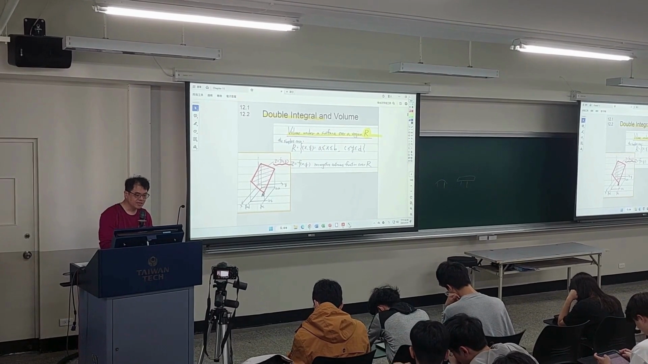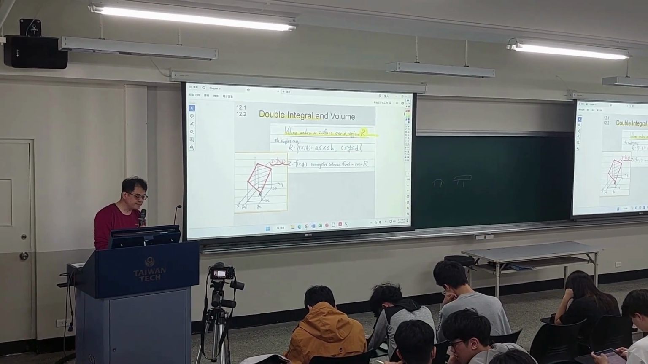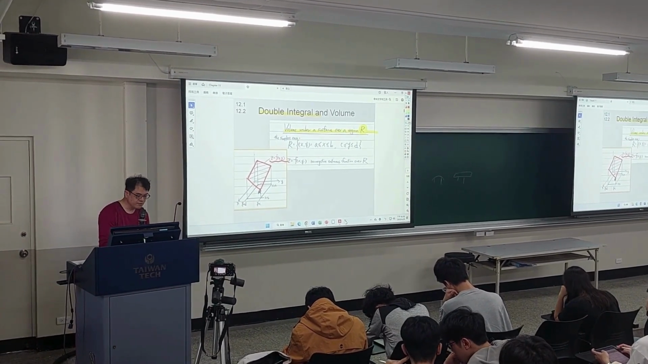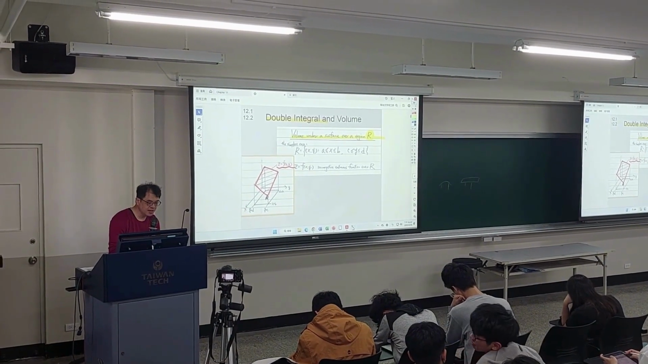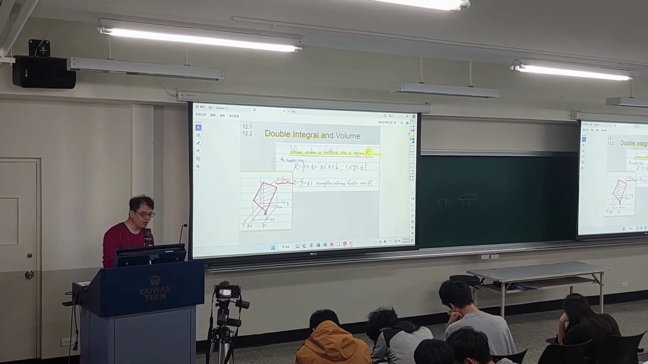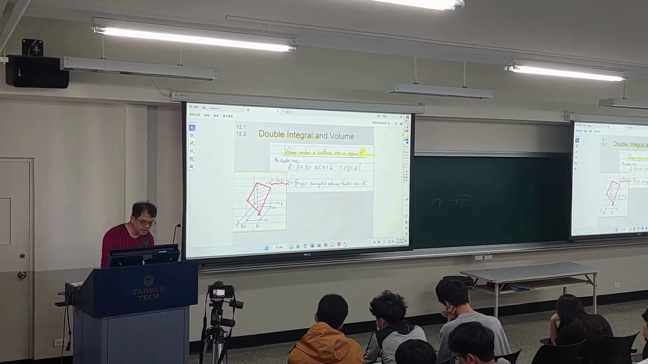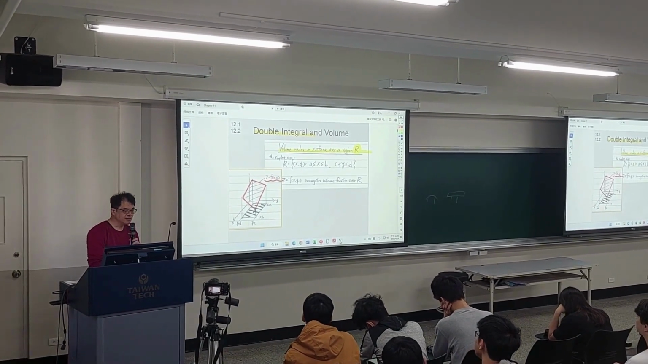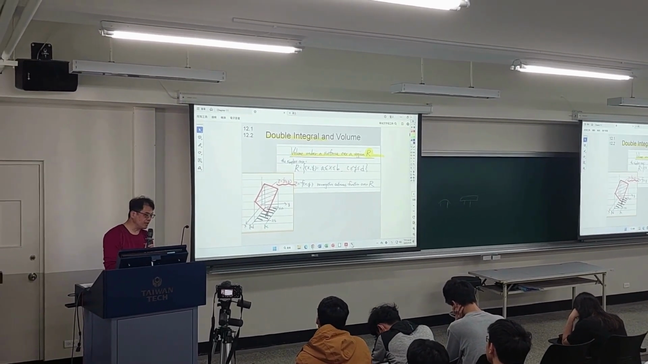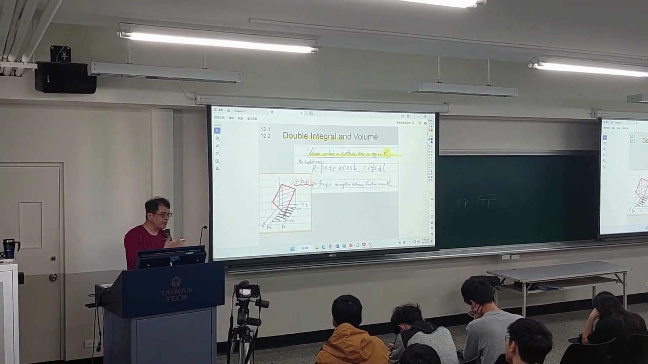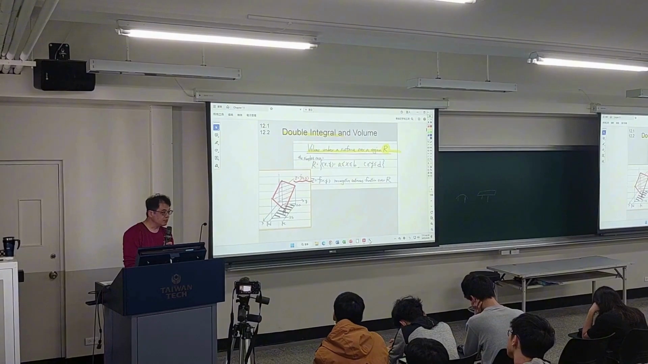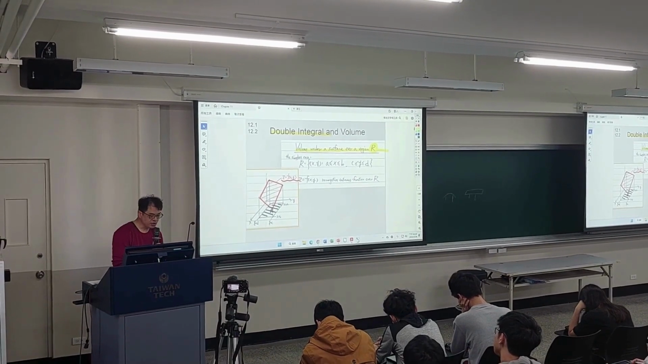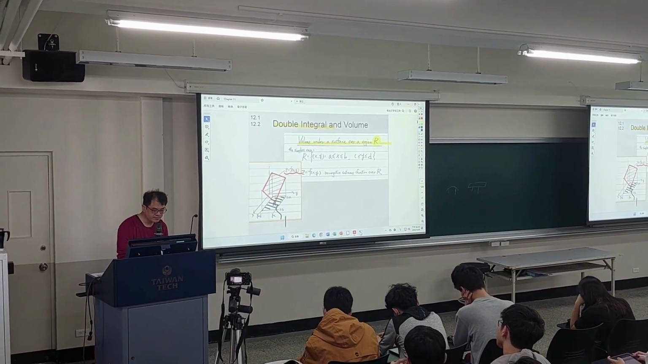denoted by this function z equals f of x, y. And you are specified by a region of integration. For example, in this particular case, our region of integration is relatively simple. Therefore, we want to estimate the area. Okay, so what we want to do is estimate the volume under the surface z equals f of x, y, but over the region of integration. That means our region R.